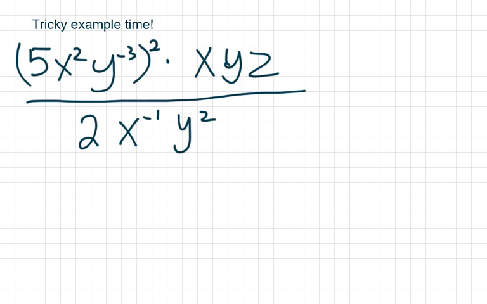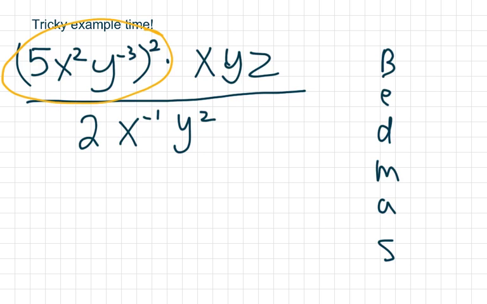So again, we're going to need to make sure that we follow the rules of BEDMAS. I'm just going to write them over here on the corner just so we can all remember. Okay, so first up, we are going to be dealing with this part over here. So, we have to distribute that 2 that everything's raised to first, before we can do anything else. Okay, so let's take a look at what that's going to look like.